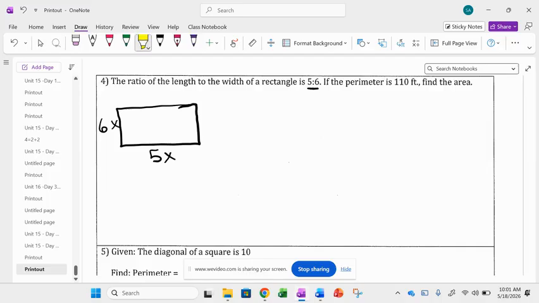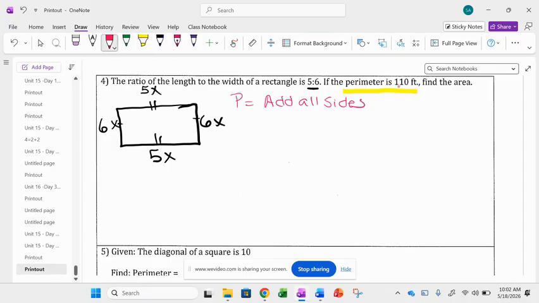So now they're saying if the perimeter is 110, well, how do we find perimeter? Isn't it add all the sides? But I only have two sides. What about the other two sides? How am I going to know what those are? Stella? Yep. Remember, in a rectangle, opposite sides are congruent. So if the left is 6x, the right is 6x. If the bottom is 5x, the top is 5x.